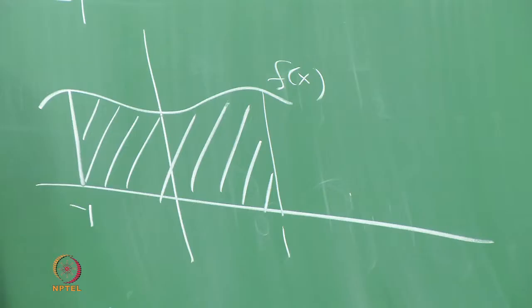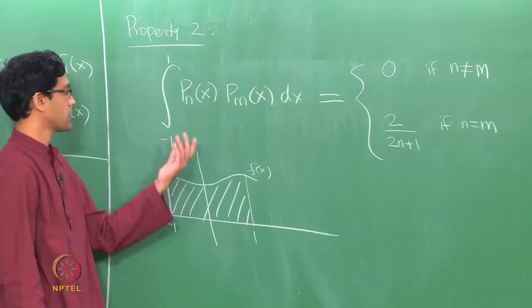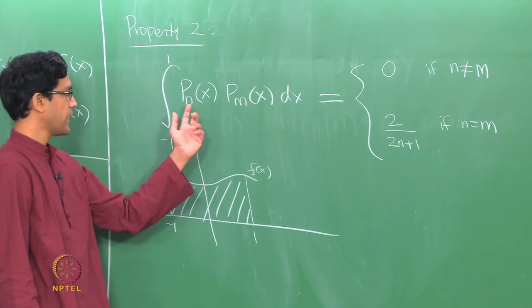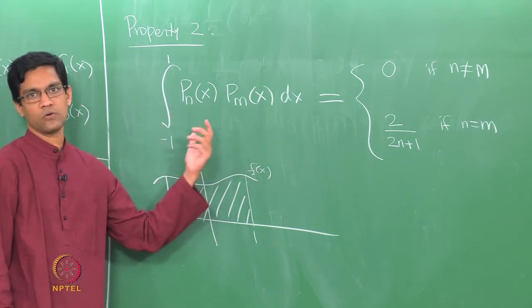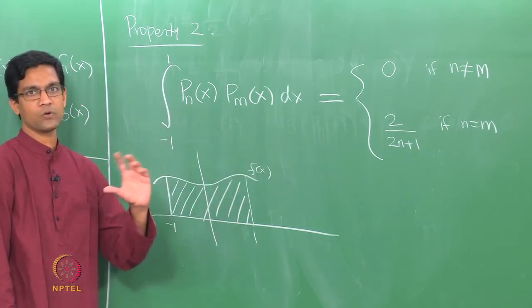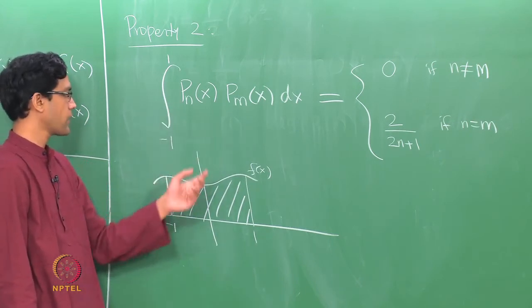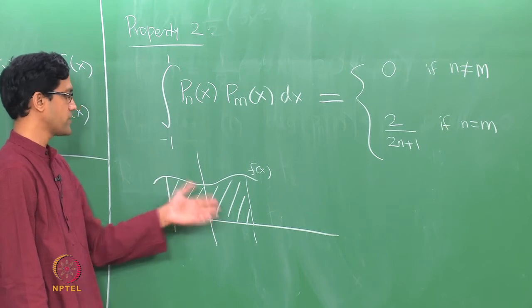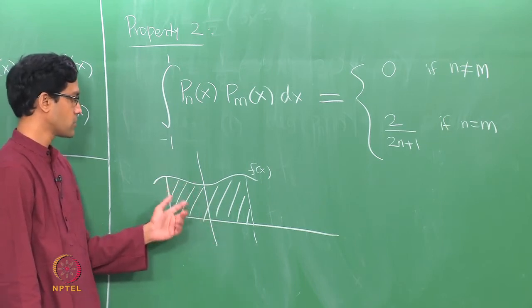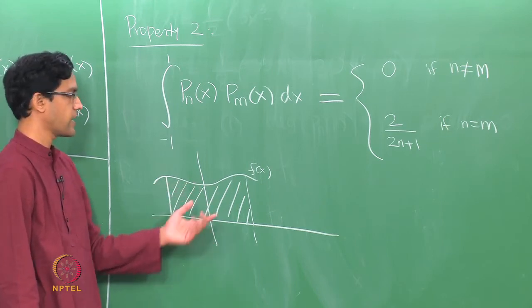So the integral is nothing but the area under the curve, and what this property of the Legendre polynomial says is, if you take two different Legendre polynomials, n is not the same as m, you take two different ones and you try and compute their product and compute the area, it is always 0. Okay. By 0 is meant, so how can the area be 0?